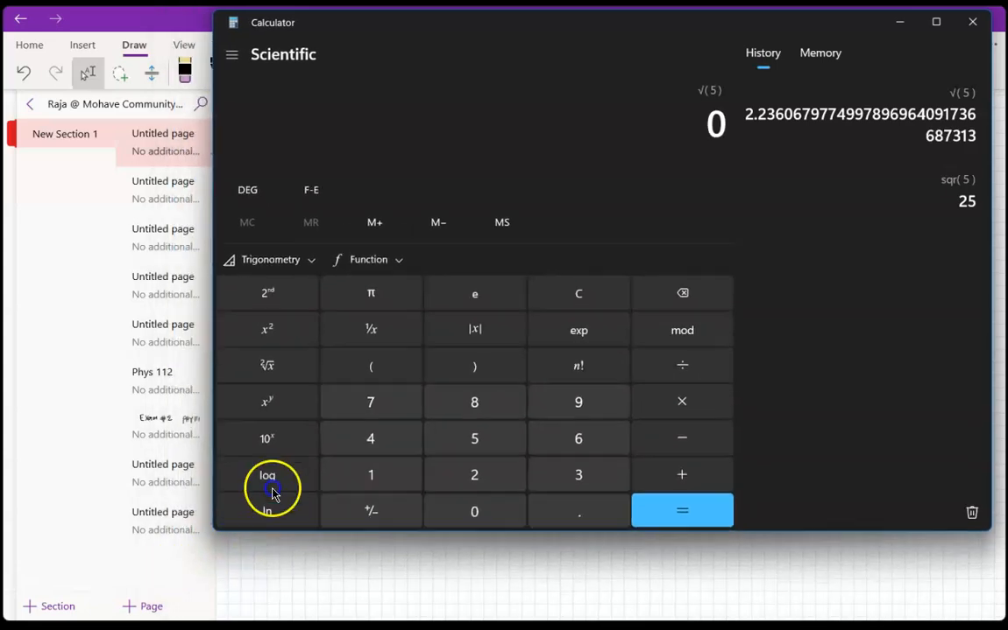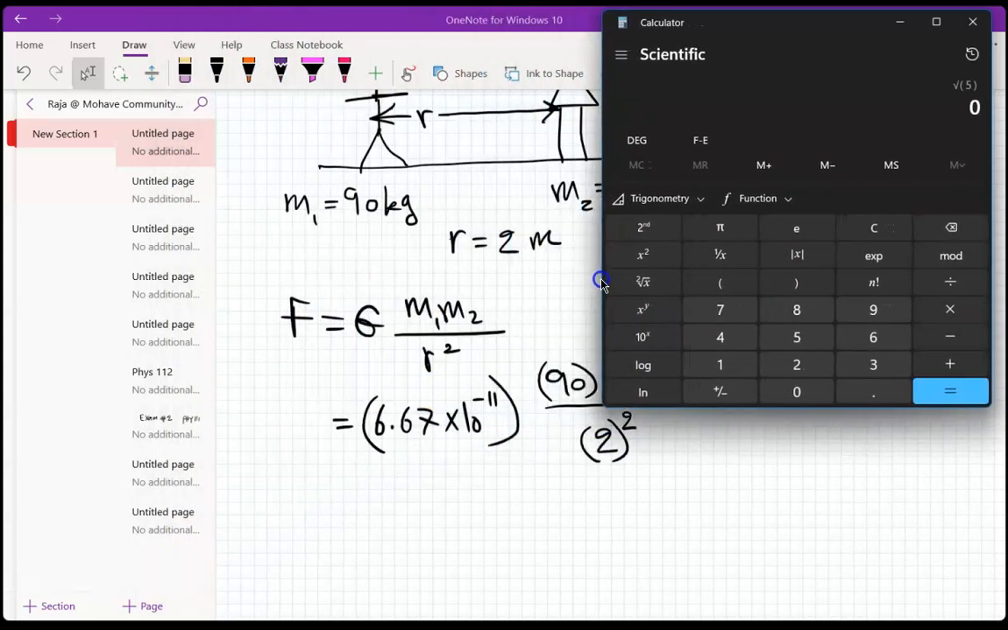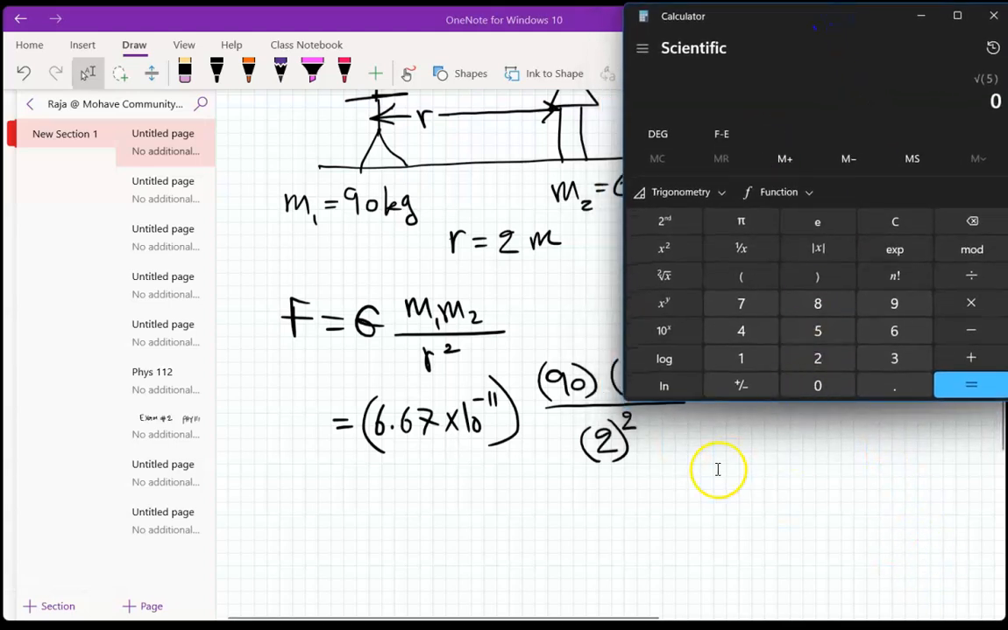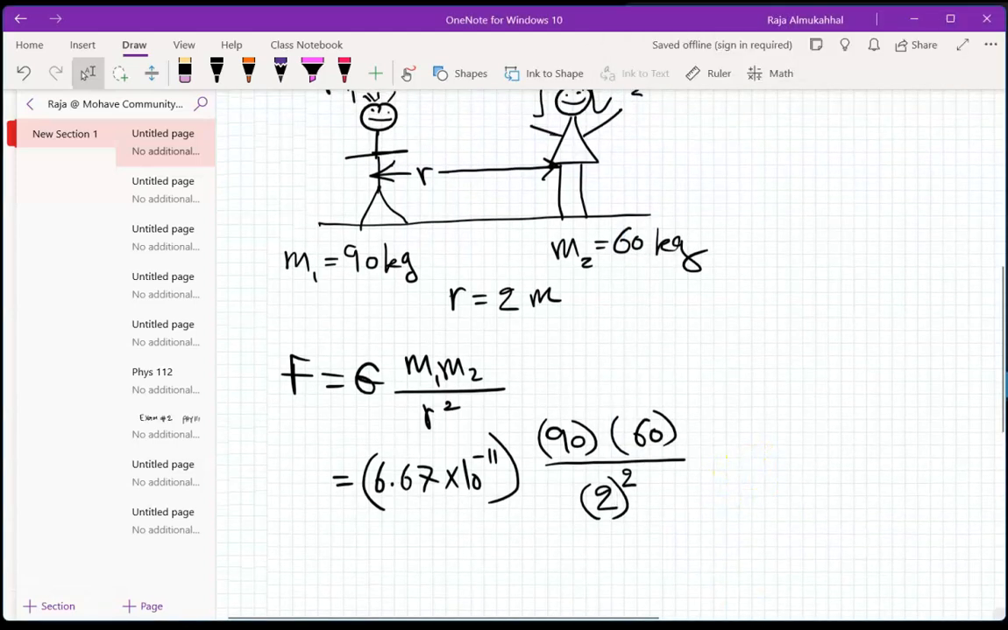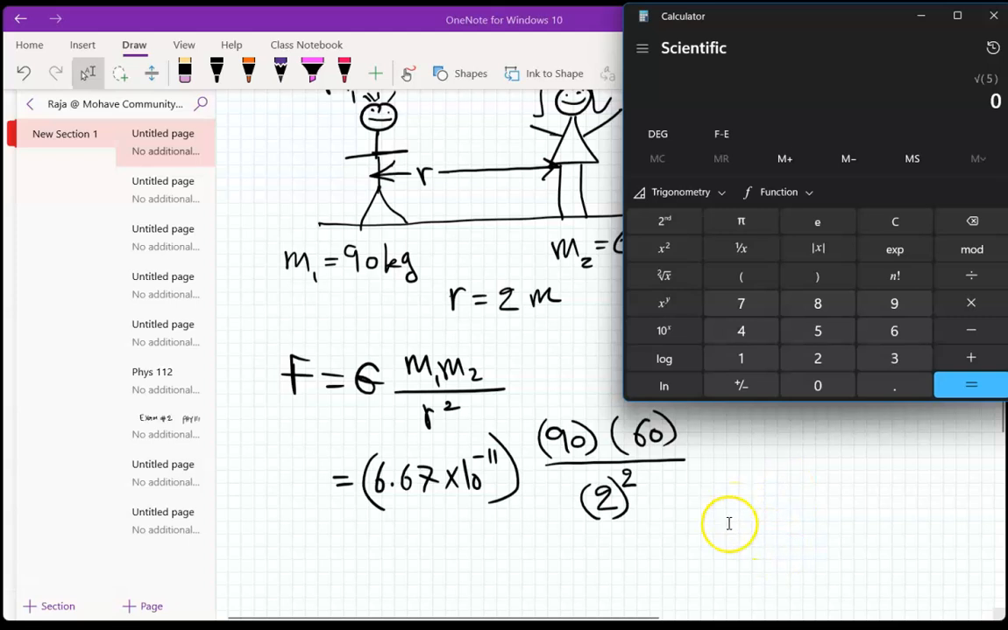I want to use this calculator and reduce it as much as I can. Okay, so what I want to do is type in the formula, the numbers that I have in the equation. I want to enter them into the calculator. So we begin with the universal gravitational constant.